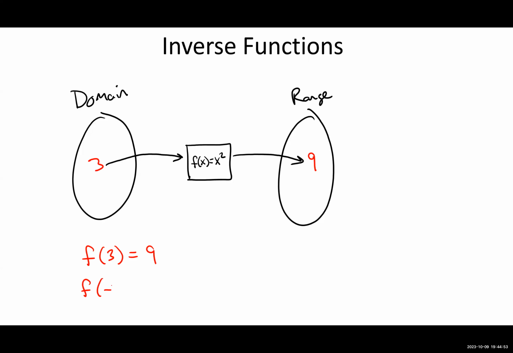But also f of negative 3 is equal to 9. So I could have plugged in a negative 3. If I put a question mark here and ask which one I plugged in to get 9, you have a 50-50 shot, but you can't tell me which number I plugged into the function. So x squared is not reversible because the number 9 is coming from 2 different x values.